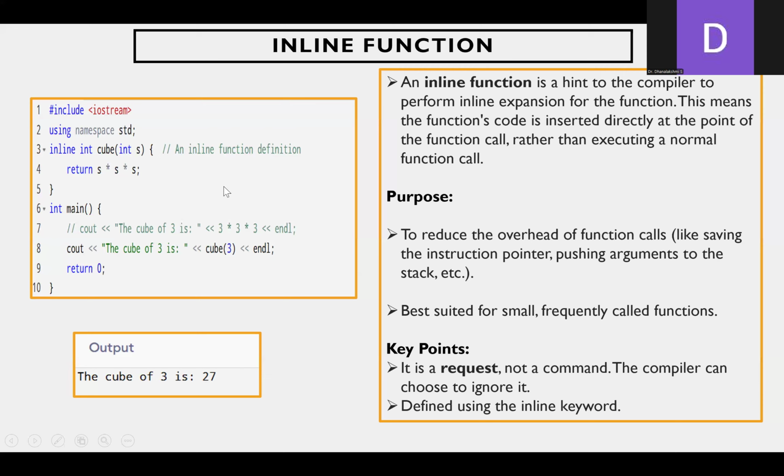So what does the keyword inline actually do here? Normally when a function is called, the control jumps to the function definition, executes the code and then comes back. That takes a bit of extra time. But when a function is declared as inline, the compiler tries to replace the function call with the actual code of the function during compilation. So this reduces the overhead of the function call, which can make the program run faster, especially for small and frequently used functions.